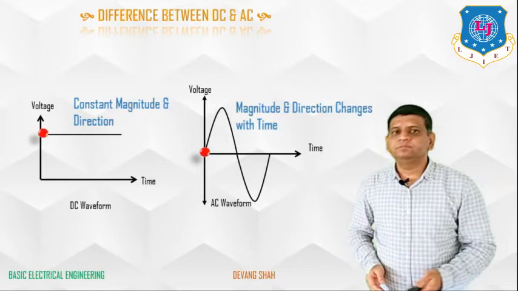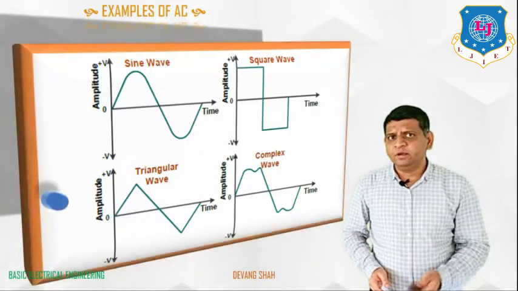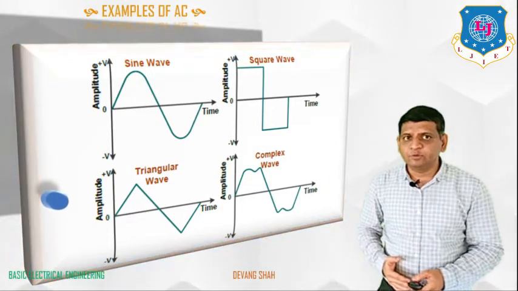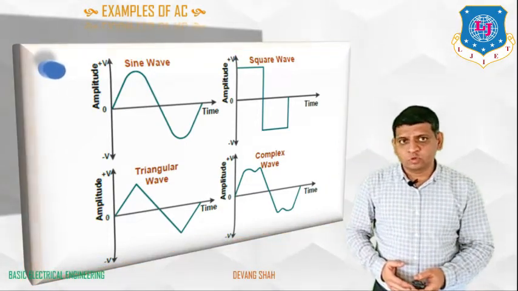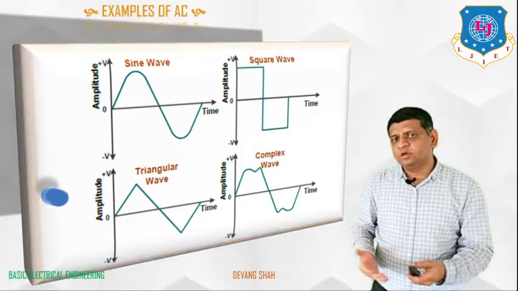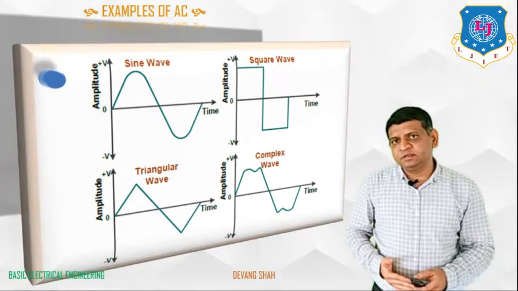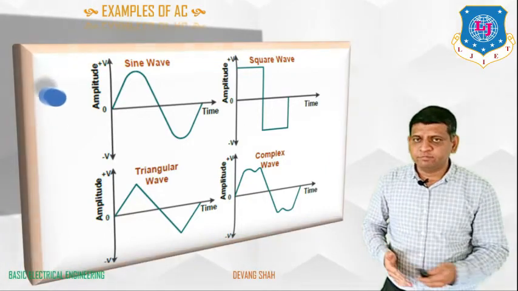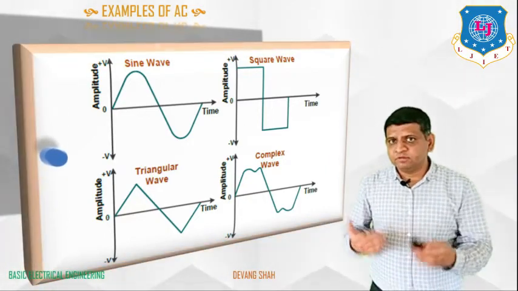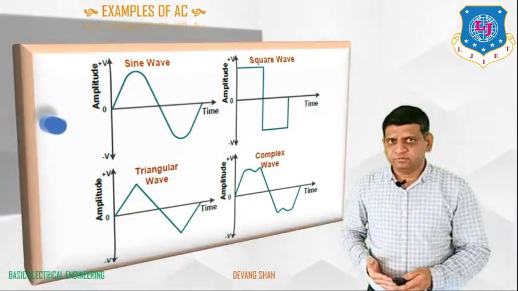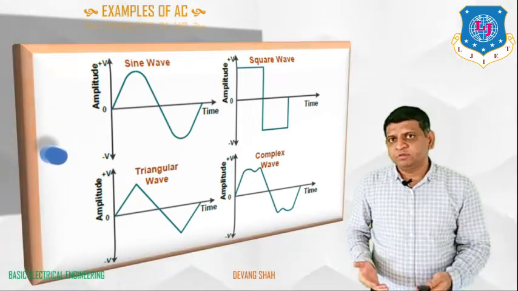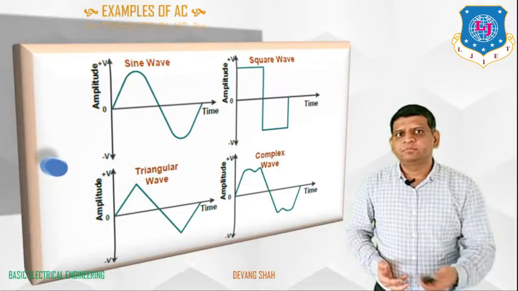Here are different examples of AC signals. One is a sinusoidal signal, another is a square wave signal, where the magnitude alternates. For a certain period of time it is positive, and for a certain period it is negative. You can further check the triangular wave and complex waves. All are changing their magnitude with respect to time.